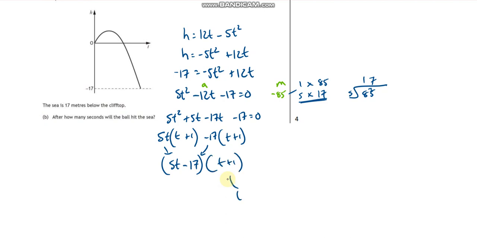So that's saying that my answer is t is equal to negative 1, or t is equal to 17 over 5. That's what's going to give me 92. And I'm sorry, I've made a classic mistake here. Don't forget to keep writing equals 0. So those are my two answers.